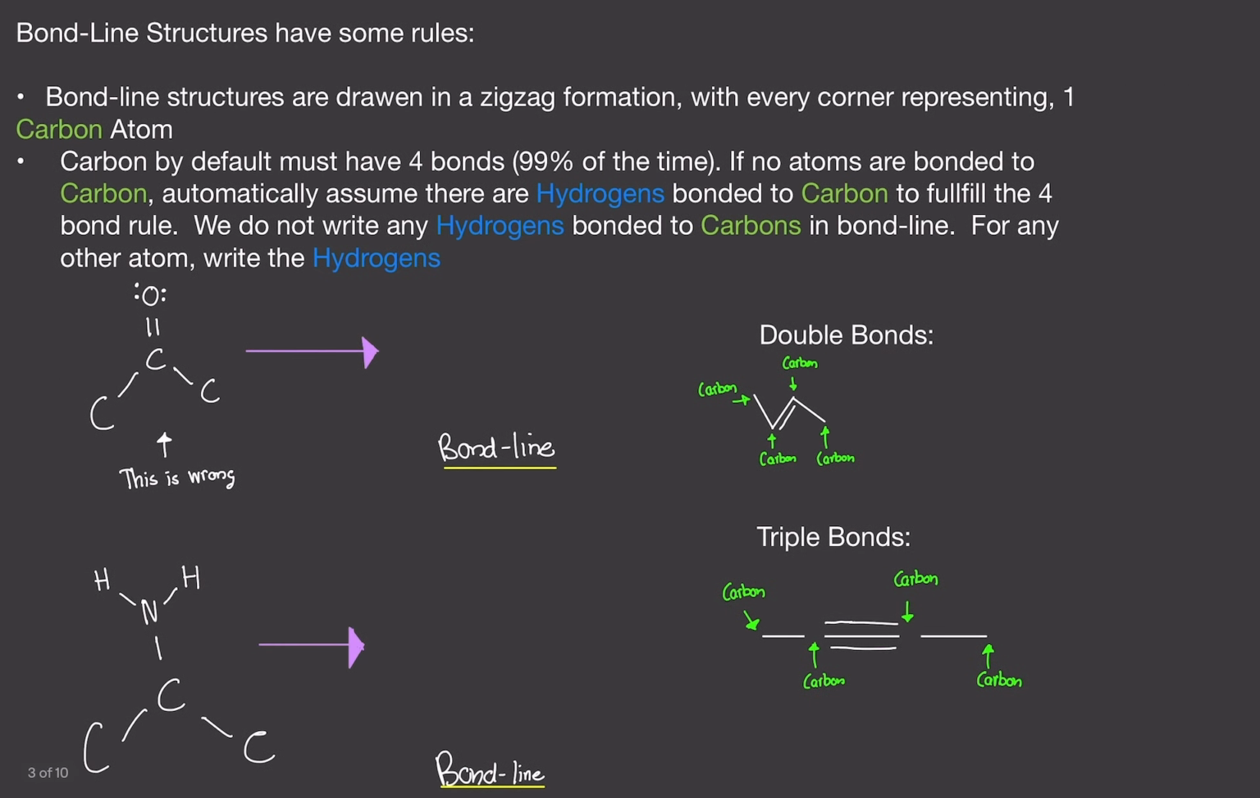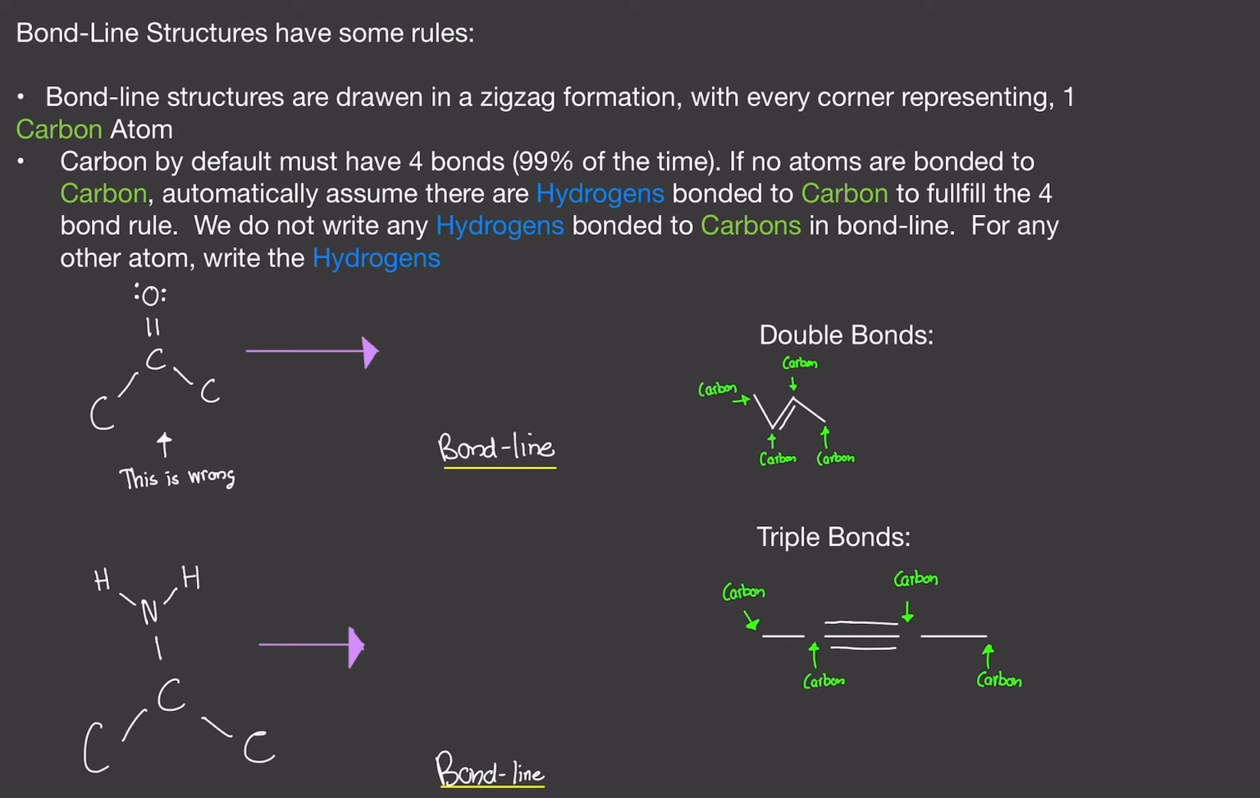Okay. More rules. Carbon, by default, must have 4 bonds. This is true like 99% of the time. If no atoms are bonded to the carbon, automatically assume there are hydrogens bonded to the carbon to fulfill the 4-bond rule. We do not write any hydrogens bonded to carbons in bond line. For any other atom, write the hydrogens.